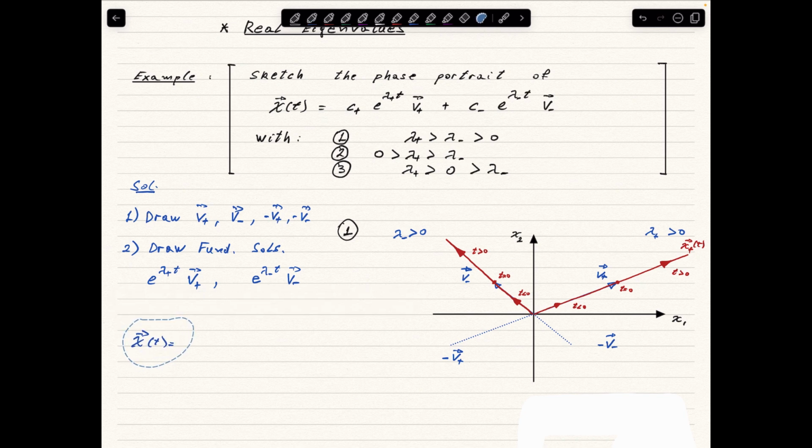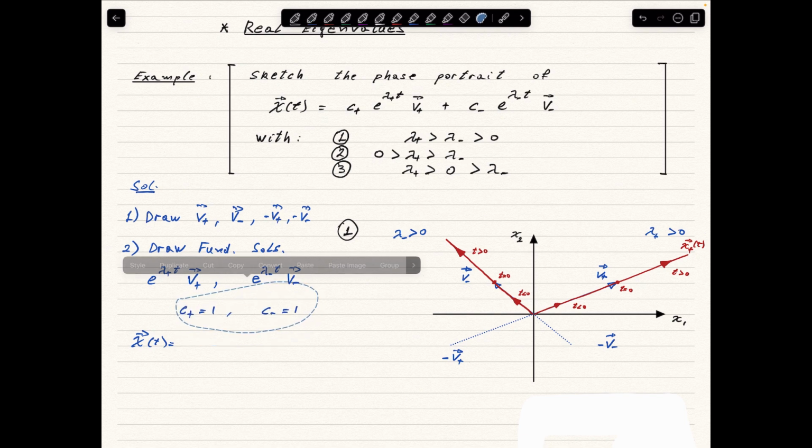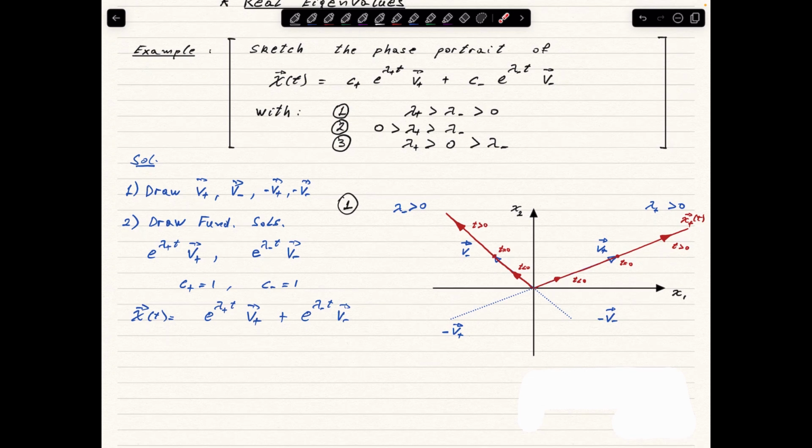Let's study the case when C plus is 1 and C minus is 1. Then what we are going to have is exponential lambda plus t v plus plus exponential lambda minus t v minus. And this is not going to be a straight line anymore, this solution on the phase space. Because how can we see that?